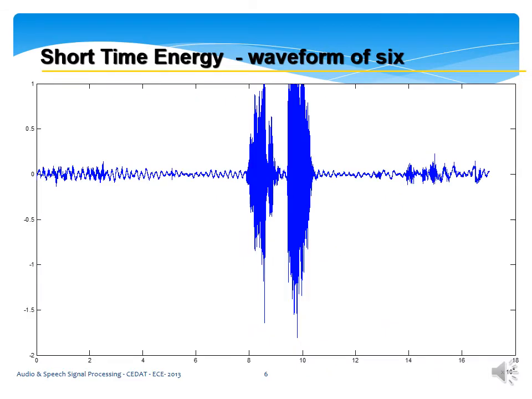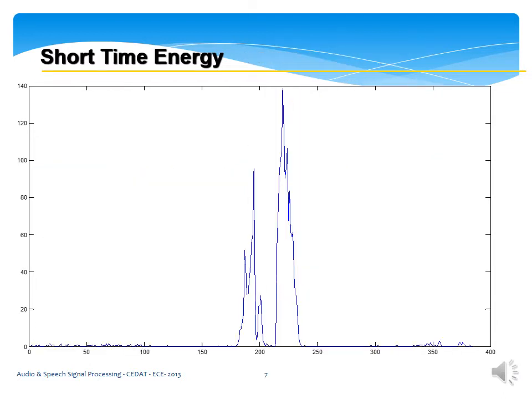For example, this is a waveform of 6. We haven't yet calculated the short time energy in this particular waveform. This is just the waveform. When I say the word 6, this is how the waveform looks. Here I perform the short time energy calculation. It's a pity I didn't include the sample number. I think it's 50.